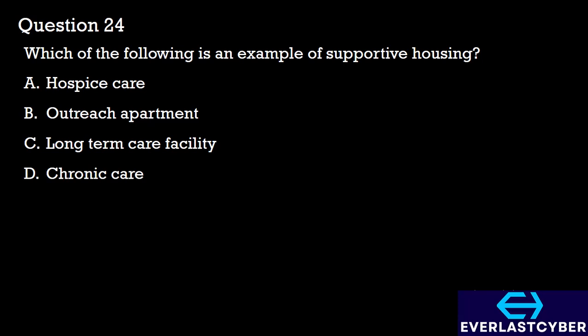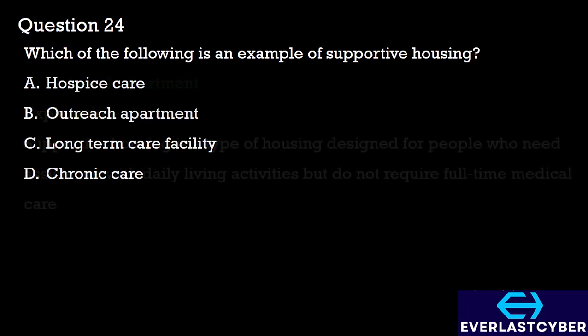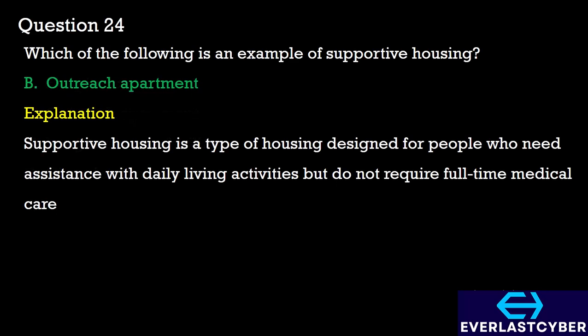Hospice care is a form of care for individuals in the final stages of life, and it typically involves medical and emotional support rather than supportive housing. The long-term care facility provides residential care for people who cannot live independently due to medical or physical conditions. It is more of a care facility than supportive housing. Chronic care refers to medical care for individuals with long-term health conditions, but it does not fit the definition of supportive housing. Out of the options we have, the best that fits the definition of supportive housing is option B, the outreach apartments.